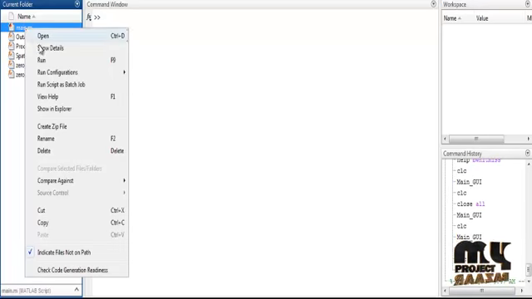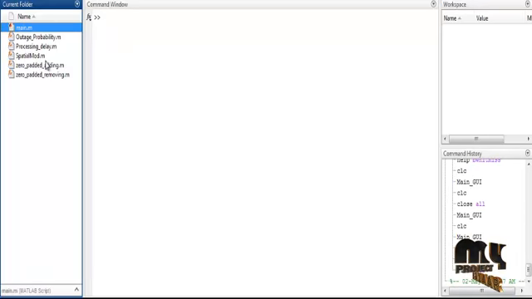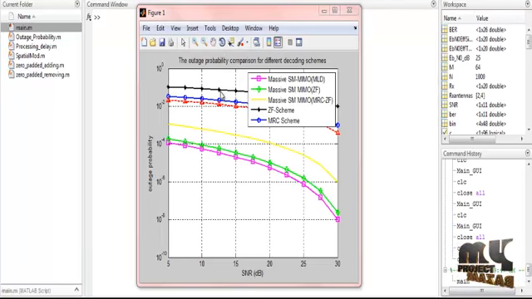So click the main file and then run. It takes some time to display all the outputs of the process. In this first figure, that is the outage probability comparison between the different decoding schemes. So these are the different decoding schemes.